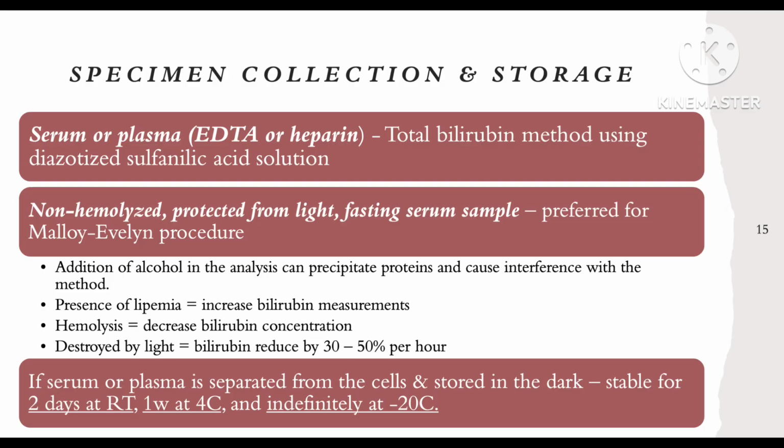But if the analysis is not available ASAP, serum or plasma should be separated from the cells and must be stored in the dark. This can be stable for 2 days at room temperature, 1 week at refrigerator temp, and indefinitely at negative 20 degrees Celsius.